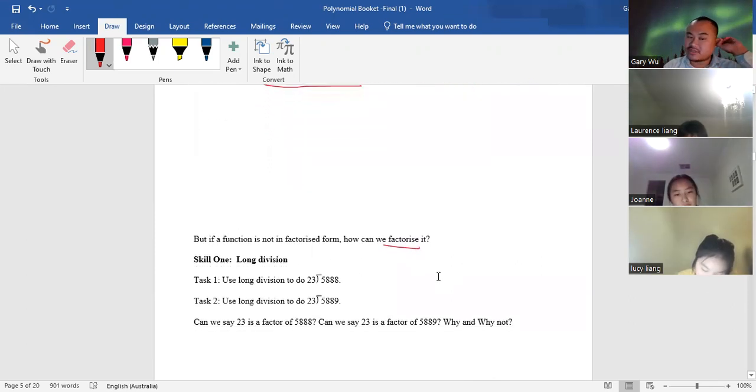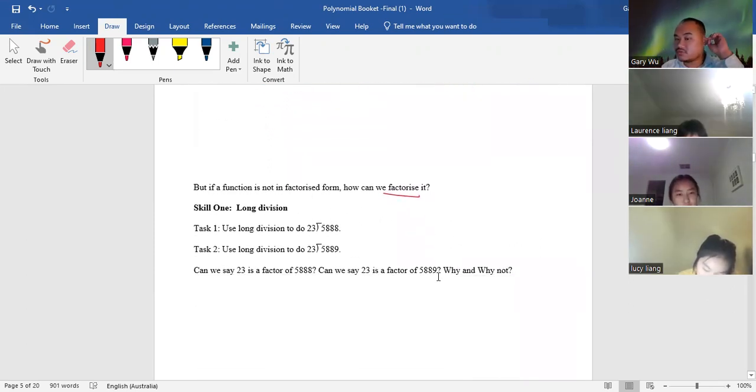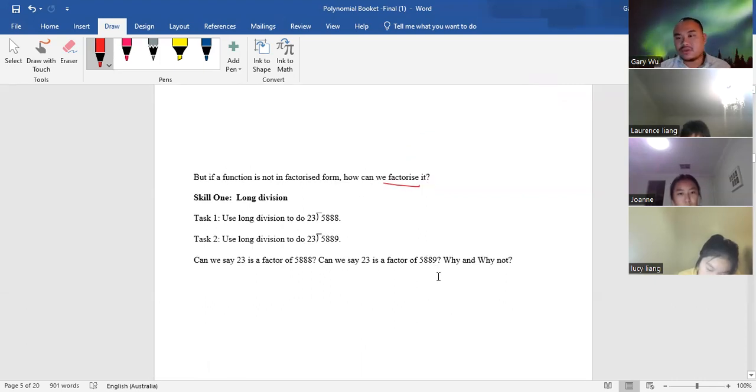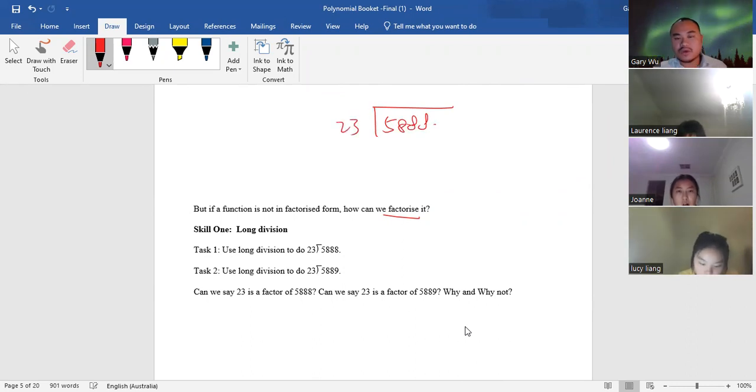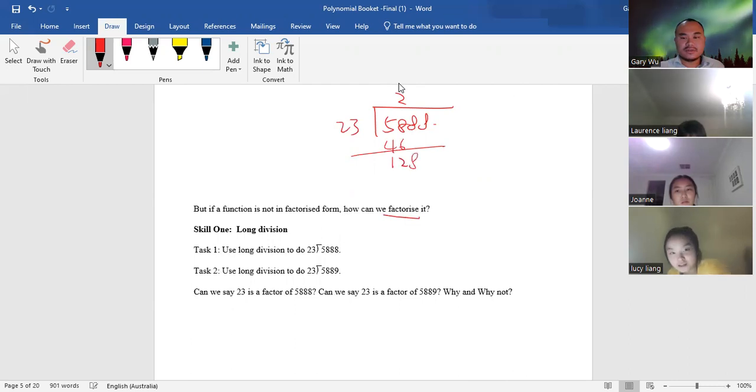If I want to factorize it, first of all we're going to use long division. So let's do something we have done in primary school. Let's go with this one, 5,888 over 23. I want someone to work with me. Lucy, let's do this together. How many 23 can go into 58? 2. And then 46 here. Let's continue. 12. And then 128.